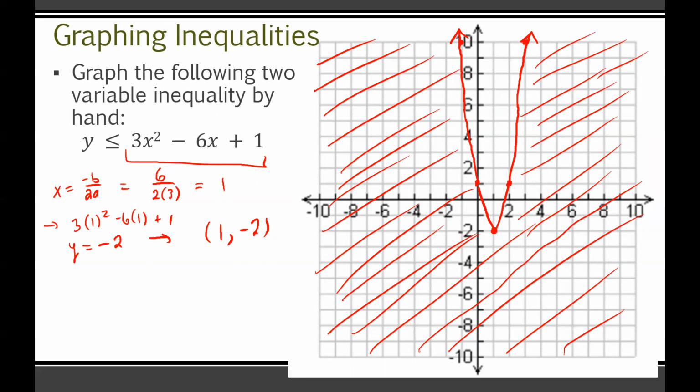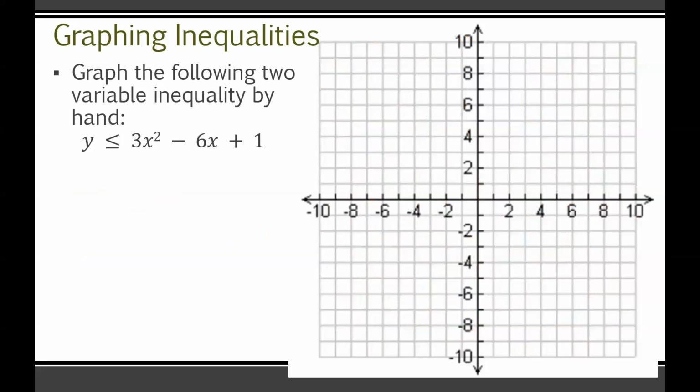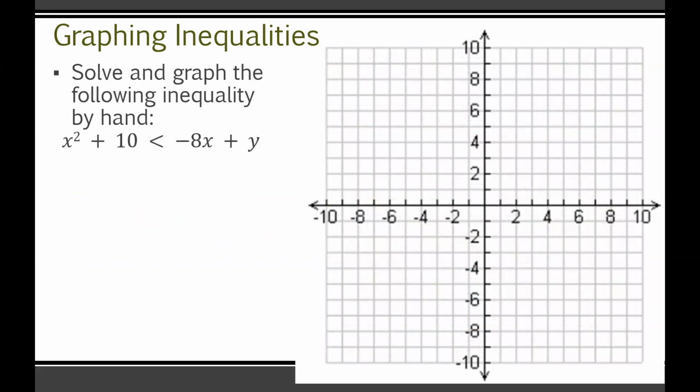Anyway, we've got one more that we're going to graph here. There really wasn't all that much to this lesson. The word problem is probably going to give us more trouble than anything. Solve and graph the following inequality by hand. x squared plus 10 is less than negative 8x plus y.